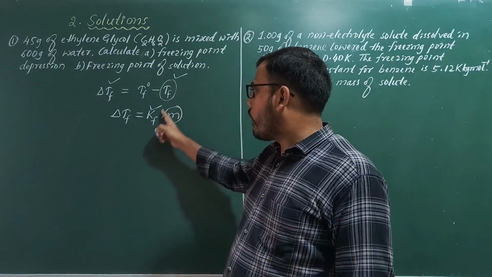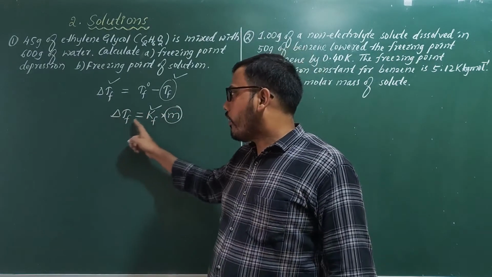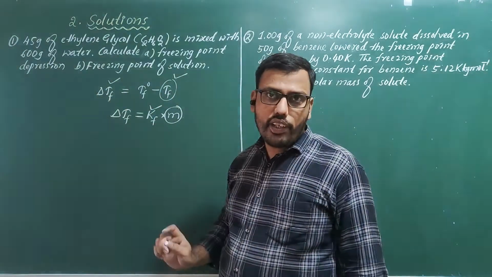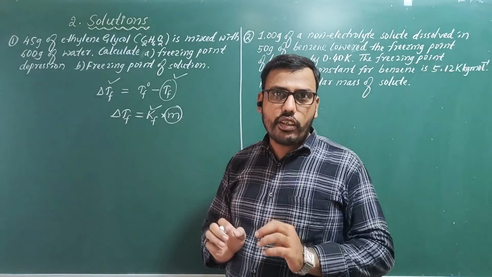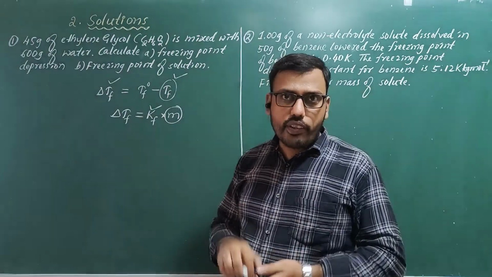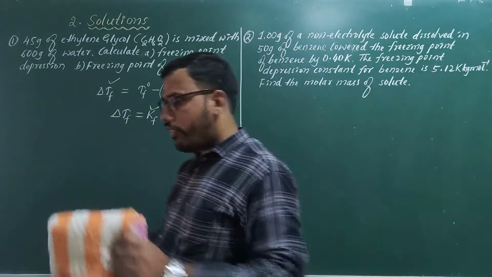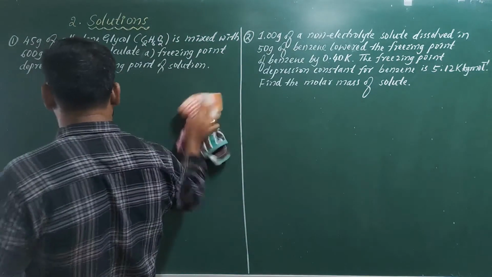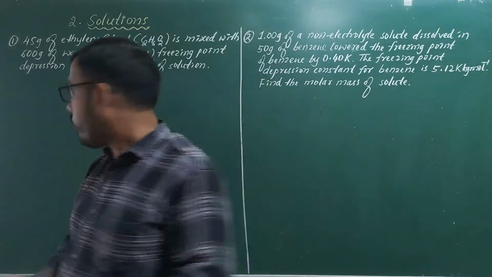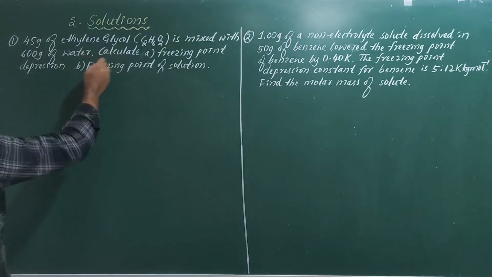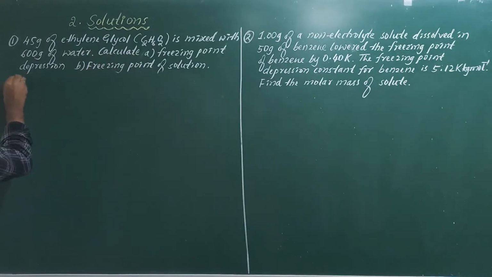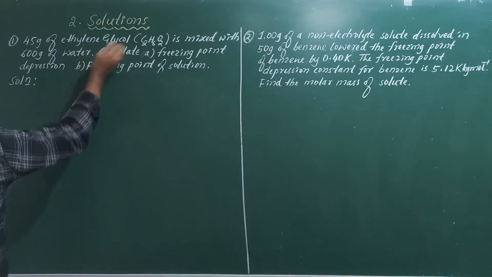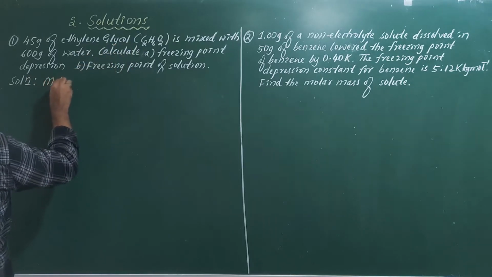First, we'll calculate molality. Then we'll calculate delta Tf. After calculating delta Tf, we'll calculate Tf value. So this much idea should come to your mind before solving the problem. Let us write what is given. 45 gram of ethylene glycol. For calculation of number of moles, I need molar mass, so first I will write molar mass.